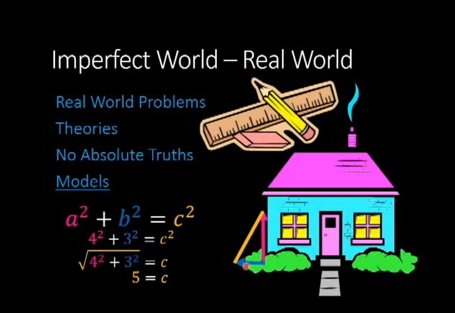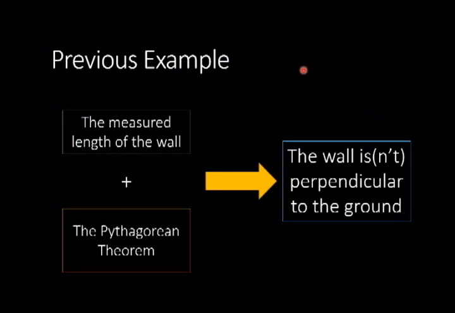And since we created a right triangle, it makes sense to use this equation. So this together gives us a very summarized formula of what our model looks like. It's basically just the measured length of the wall and the Pythagorean theorem. Plugging the numbers that we measure into the Pythagorean theorem will tell us if the wall is perpendicular to the ground or if it's not. And now that seems like a pretty solid model.